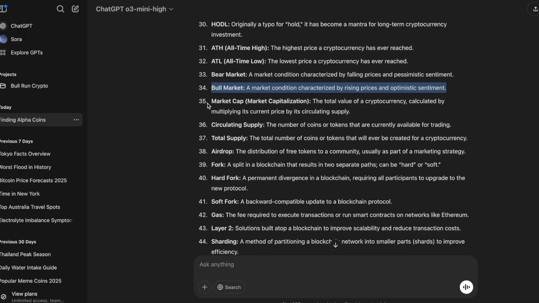Then you have market cap, market capitalization, the total value of cryptocurrency calculated by multiplying its current price by its circulating supply. We've done a full video on market cap. If you guys want to see it, check out our homepage here.